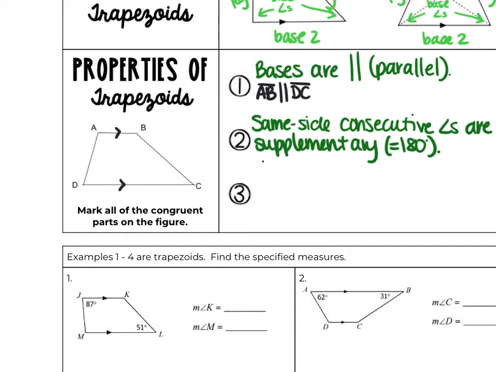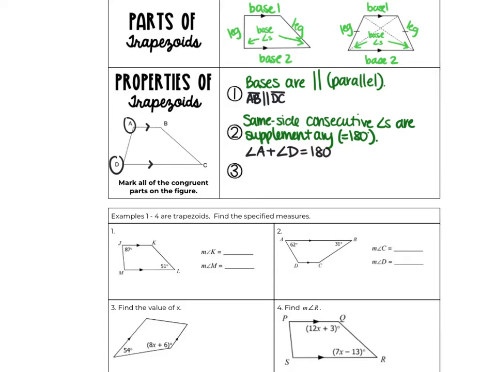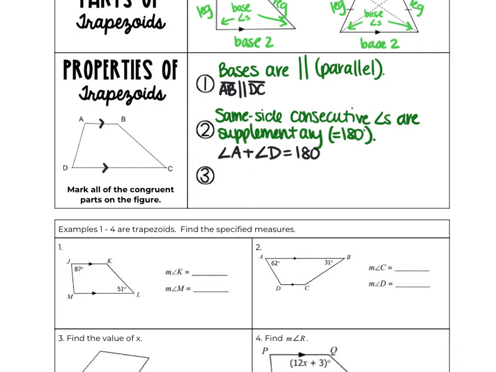So I'm going to pick angle A. Well, A is on the left side, so I know the other one that's on the left is D, and they are next to each other, making them consecutive. So if they're supplementary, that means we can add them to equal 180. Like I said, not a way to mark that on the figure, but you can show it as an equation there. The other set would be angle B plus angle C equals 180.